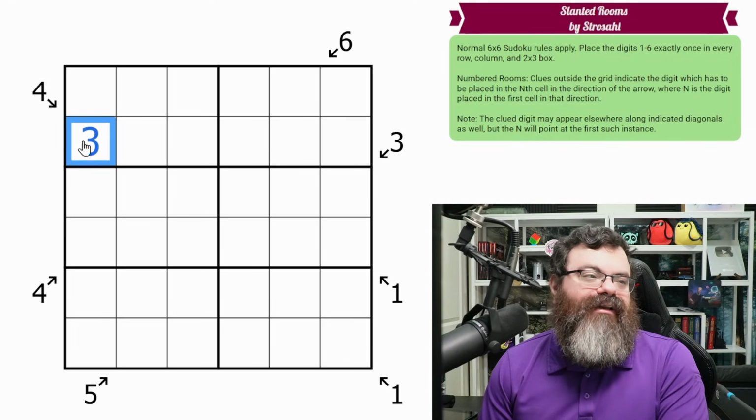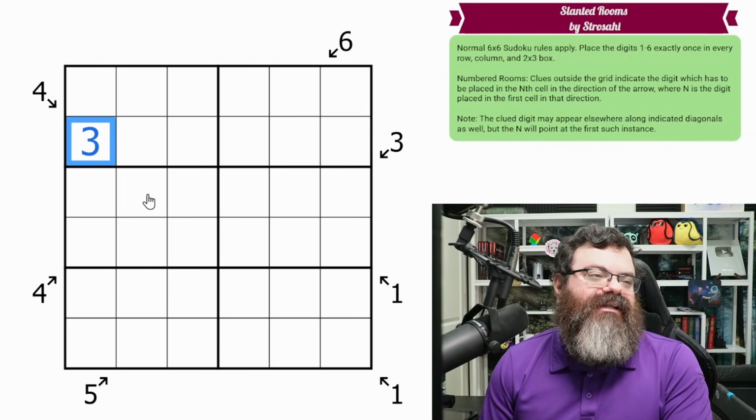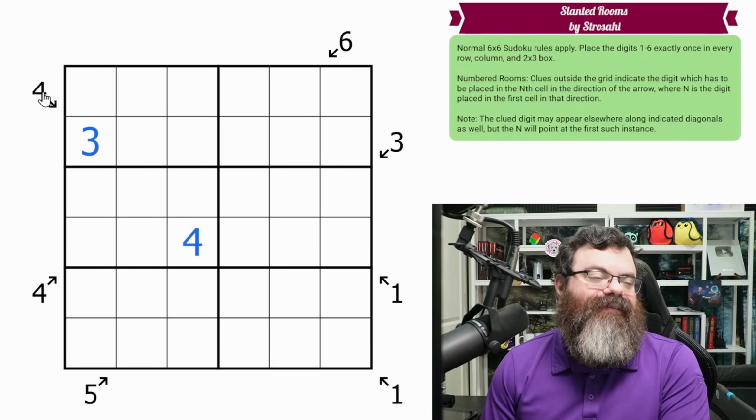So if this was a 3, then we would count 1, 2, 3. It's the third cell, and we would put a 4 there because the clue is a 4. If this was a 2, we'd put a 4 here. If this was a 4, we would put a 4 here.